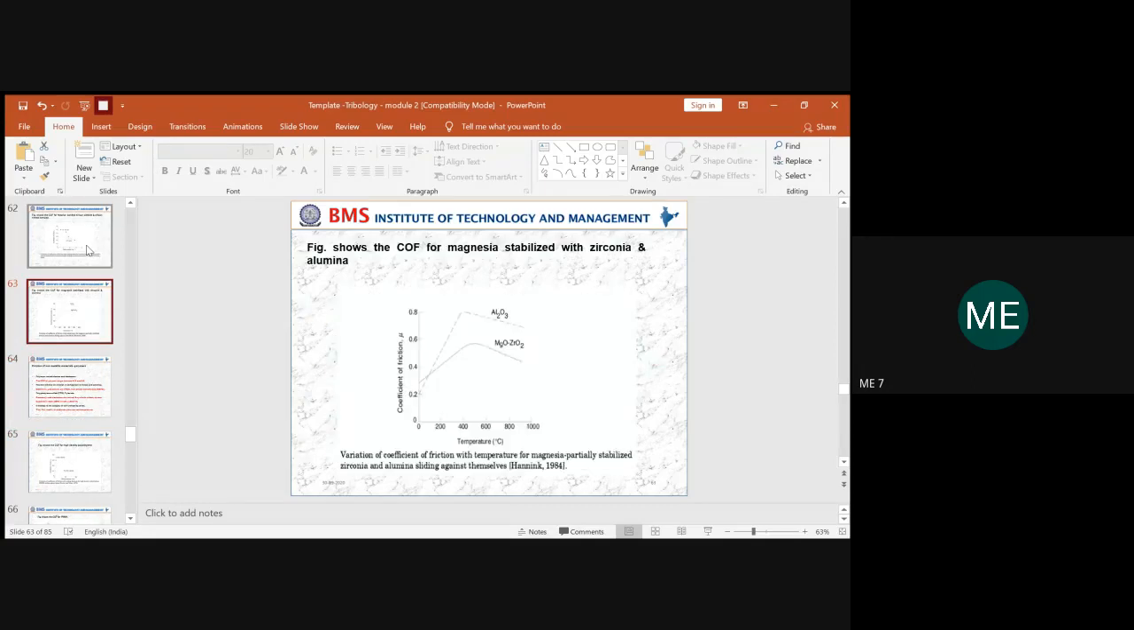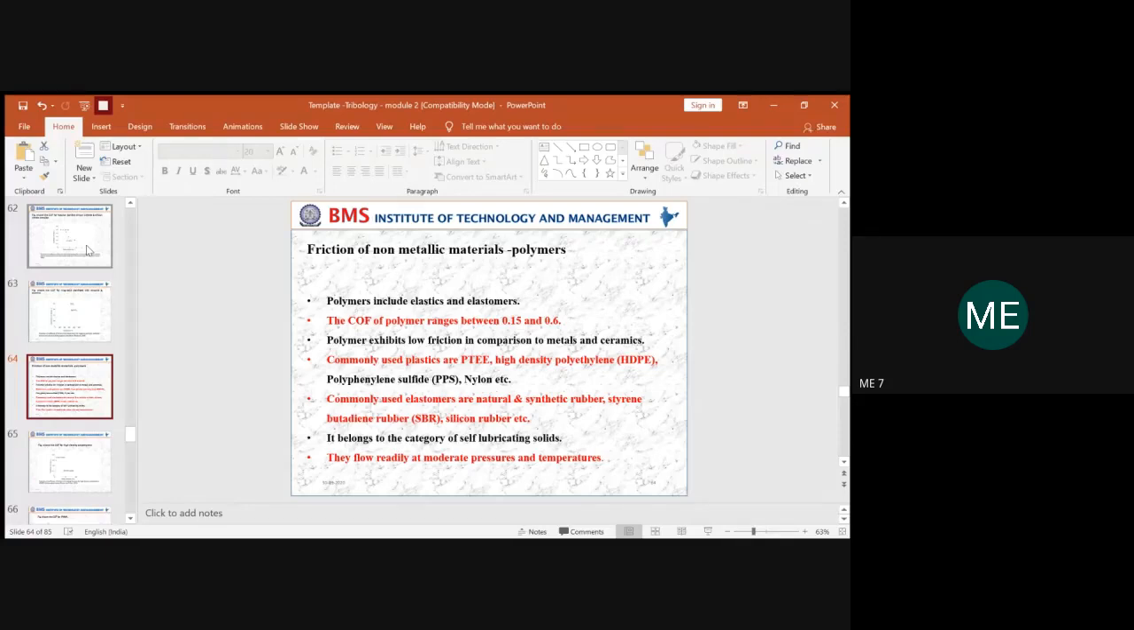So that covers our frictional part under non-metallic for ceramics. And lastly, we have friction of non-metallic materials with respect to polymers. So even polymers are a class of materials which does not fall into the category of metals. It is a non-metallic material.